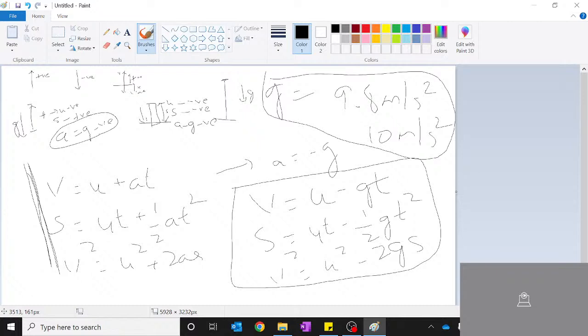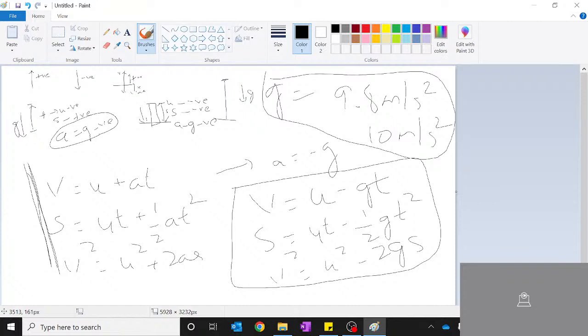It is nothing more than that. In a few cases you can take exactly 9.8, in a few cases you can take 10 meters per second square. Clear. Now based on this, let's see a couple of problems, and we will see how the understanding exactly happens.